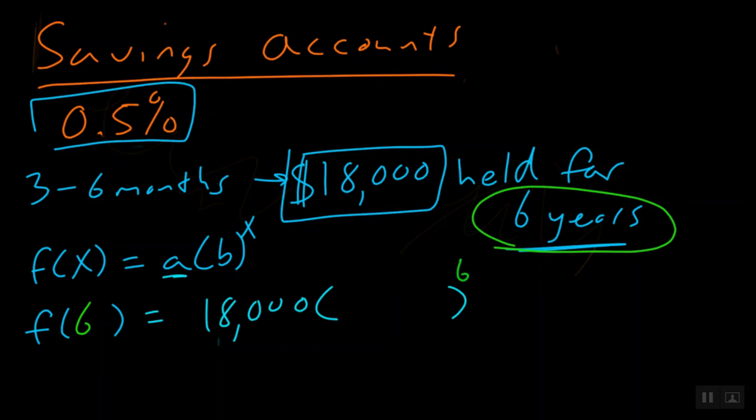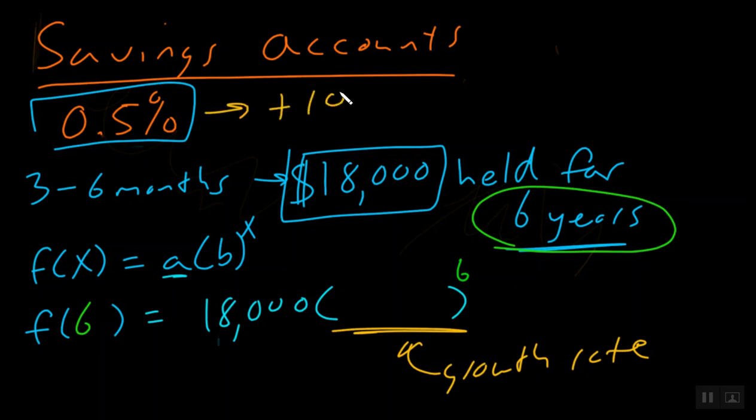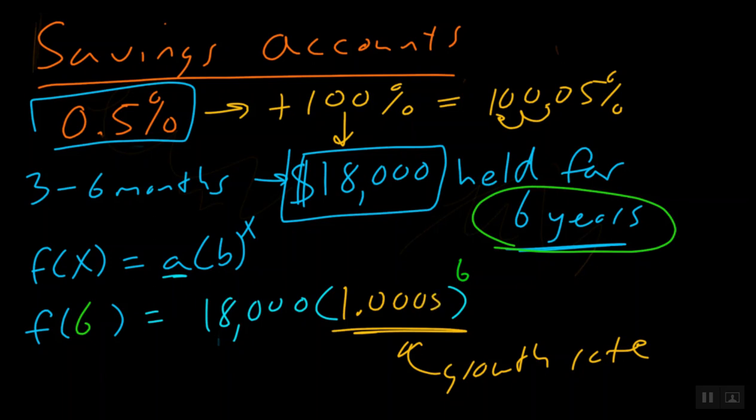But the question becomes, what is our growth rate? Well, remember, this is a very easy example. You say, okay, this is really 0.05%. We're going to add that to 100%, because remember, you're starting out with 100% of 18,000, and so that's going to equal 100.05%. And so when we want to convert that into an exponential growth rate, we have to take that decimal and move it 2 places to the left. So we get 1.0005. And now you can find out how much money you would have at the end of 6 years if you essentially treated your savings account as your only form of investment.